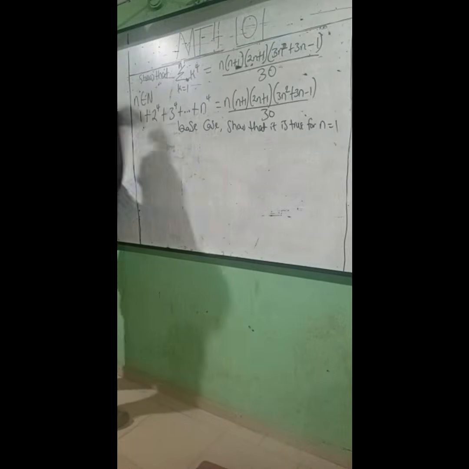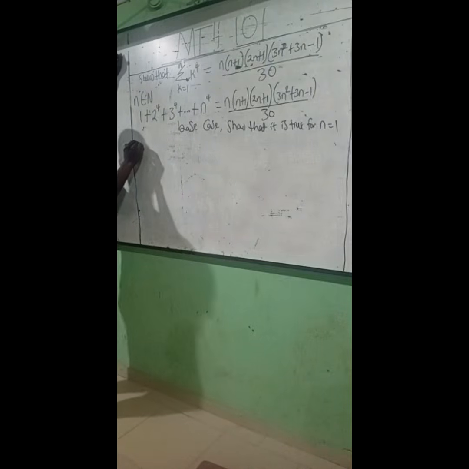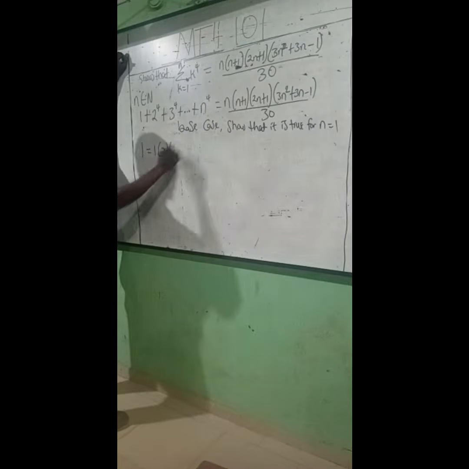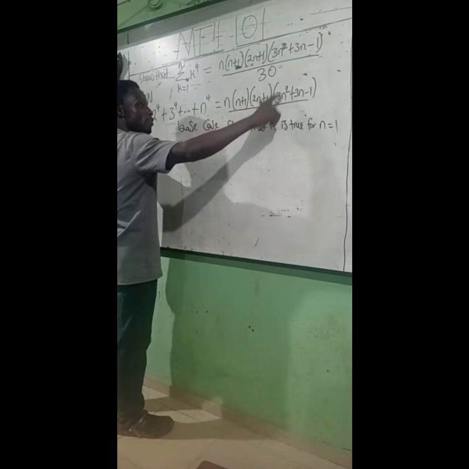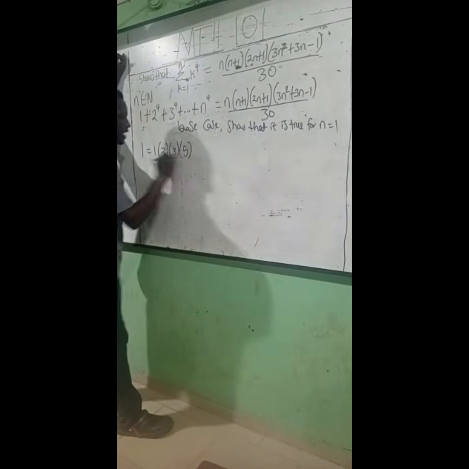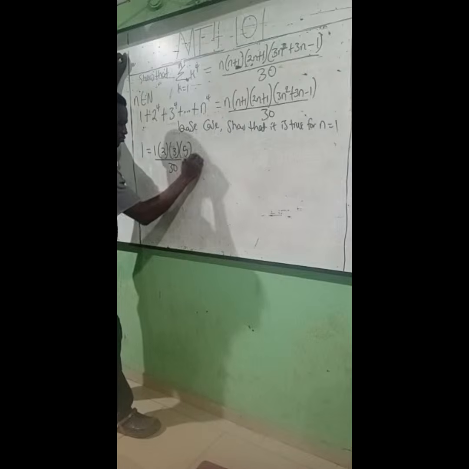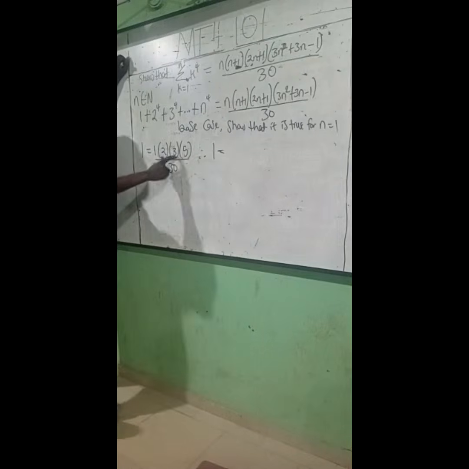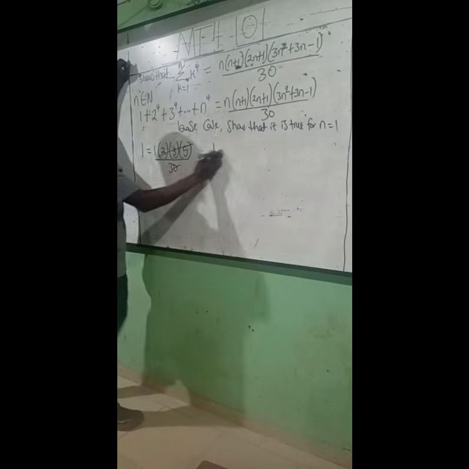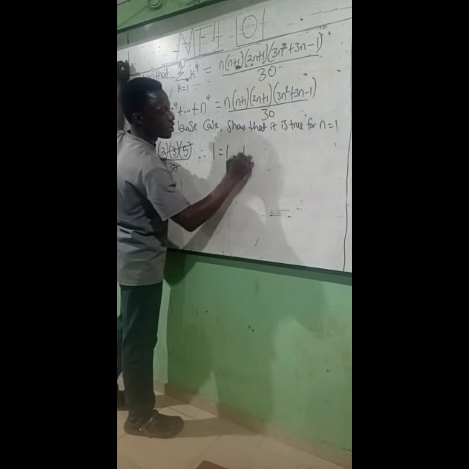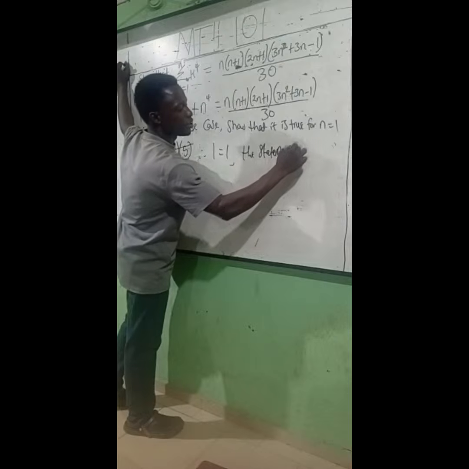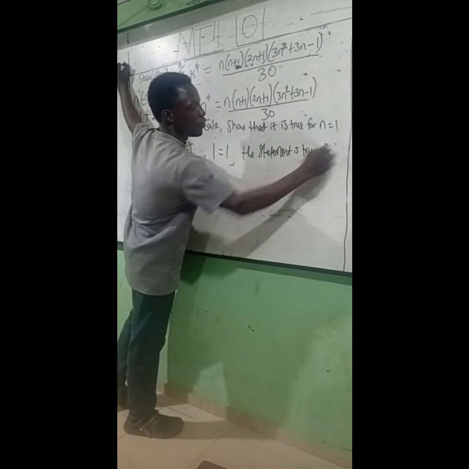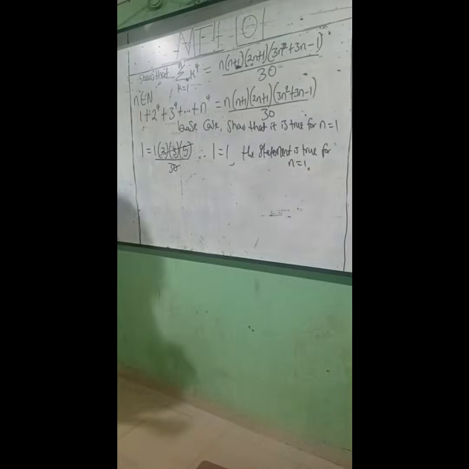Now if n equals 1, that means on this side, that's the summation of the first term alone, right? Which is 1 equals, let's put n here, 1 into 1 plus 1, 2 times 1 plus 1, 3 times 1 square, that's 3 plus 3 minus 1, which is 5, right? Over 30. So here we have 1 equals 2 times 3 times 5 over 30. 30 cancels 30, right? So 1 equals 1. We conclude the statement is true for n equals 1. So we are done with the base case.